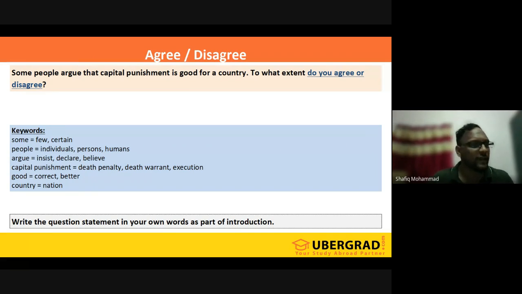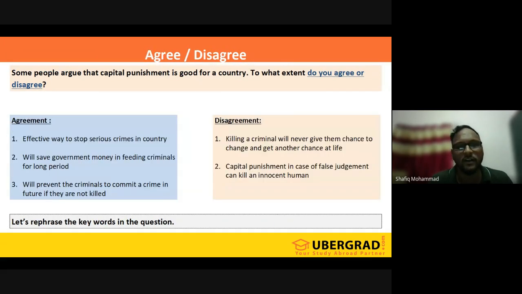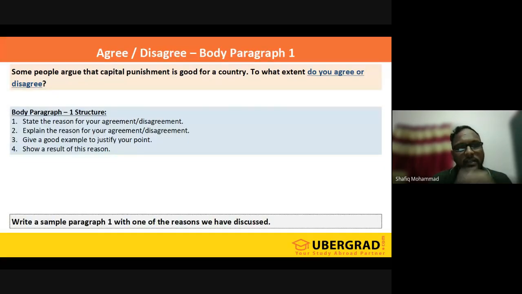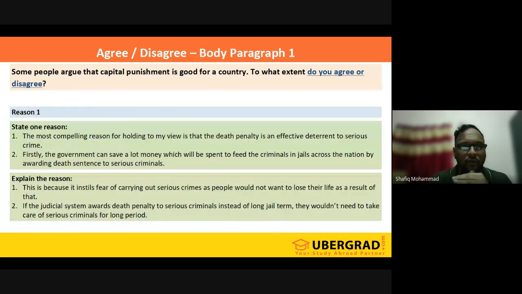Okay guys, that is a very good response from everyone. Most of you have done it really well. Let's go to body paragraph one. Body paragraph one would be something related to your agreement or disagreement. I'm just giving you a few points on how, if you agree, you can write a body paragraph like this: give your statement, then give some examples and explain the reason why you agree, and show a result to it. I'll show you how to develop a body paragraph.